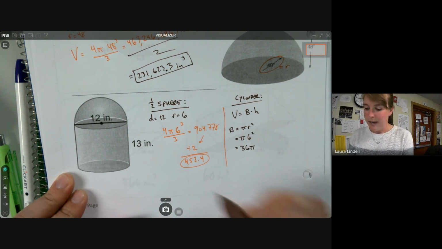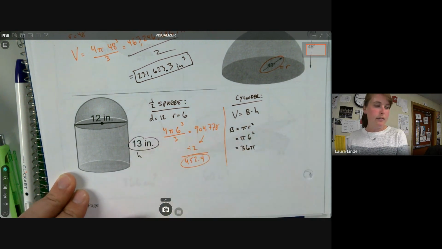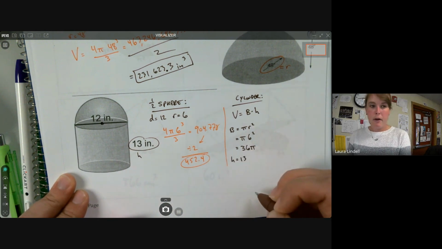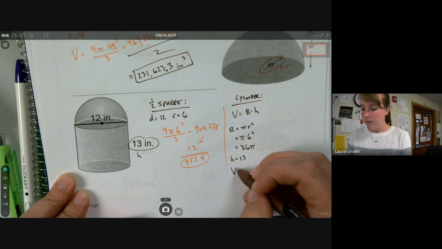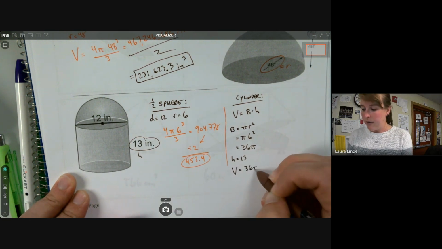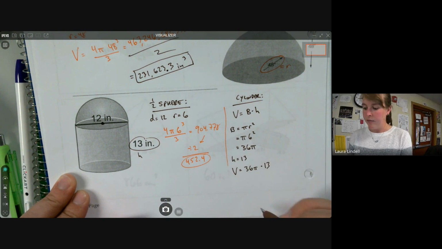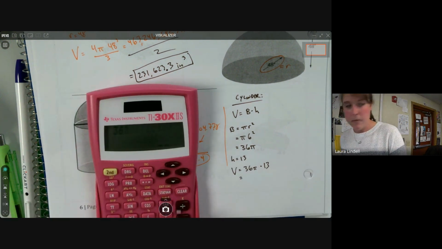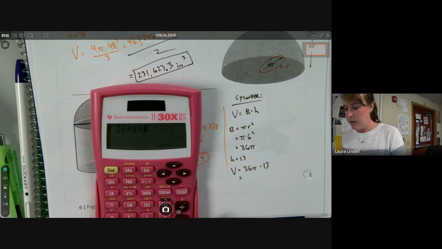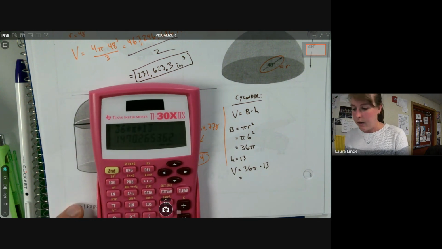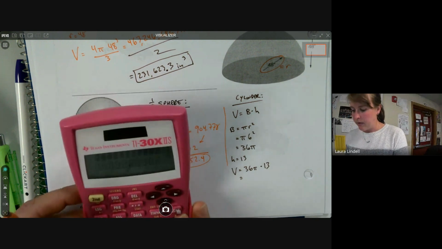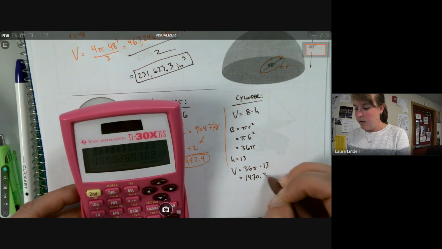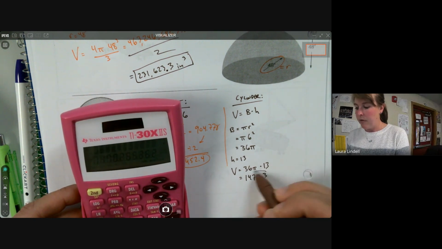Then we notice that the height of this thing over here is 13. So for my overall volume of the cylinder, 36 pi times 13. And that's what we can type into the calculator. 36 times pi times 13, enter. And we get 1,470.3 about. All right, so there's my other volume.